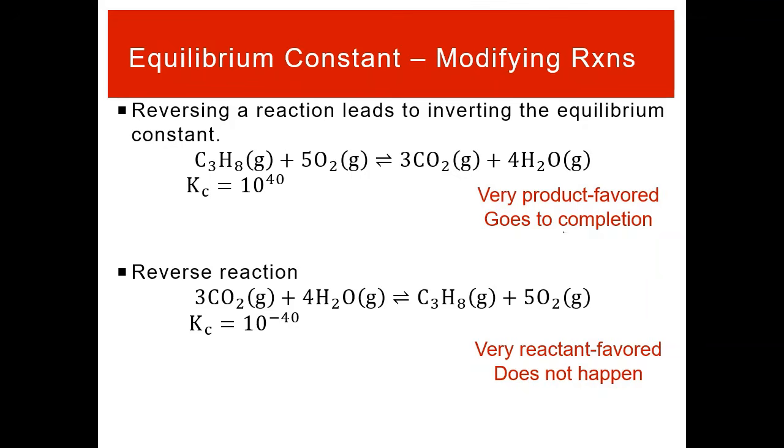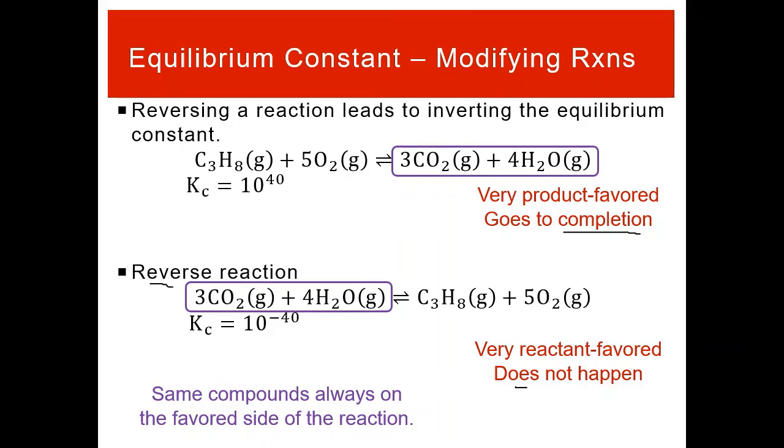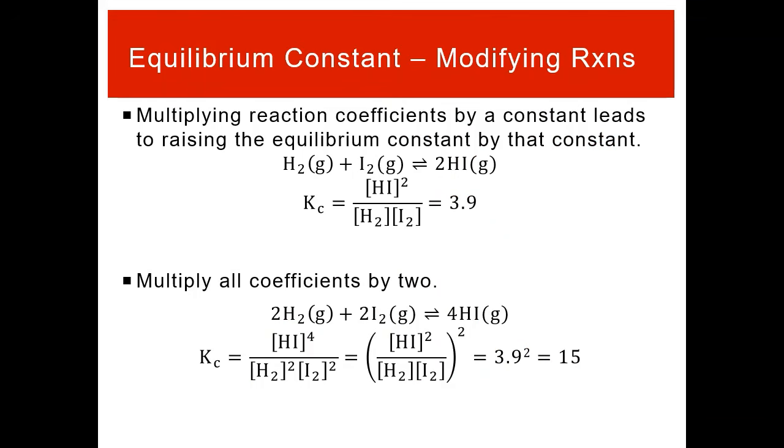The reason why this top reaction goes to completion is that the reverse direction does not happen. So when you make this CO2 and this H2O, it doesn't change back, right? It just stays as the product. As we can see, this reverse reaction is the one that does not happen. And importantly, in both of these descriptions, the same compounds are always on the favored side of the reaction, the CO2 and the H2O. That's what's favored in the chemistry. Whatever side you choose to put it on, the value of Kc will change to reflect that preference.